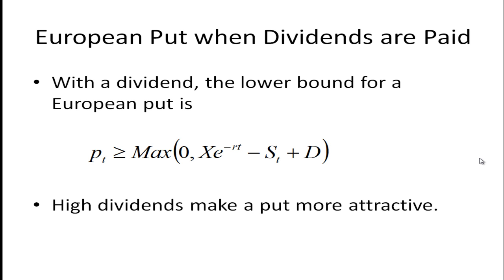In the case of a European put option, when dividends are present, it's got to be the maximum of 0, or the present value of the exercise price minus the stock price, but plus the dividend. The dividend is good here because the dividend lowers the price of the stock, and that makes the put option worth even more. So high dividends make a put actually more attractive.